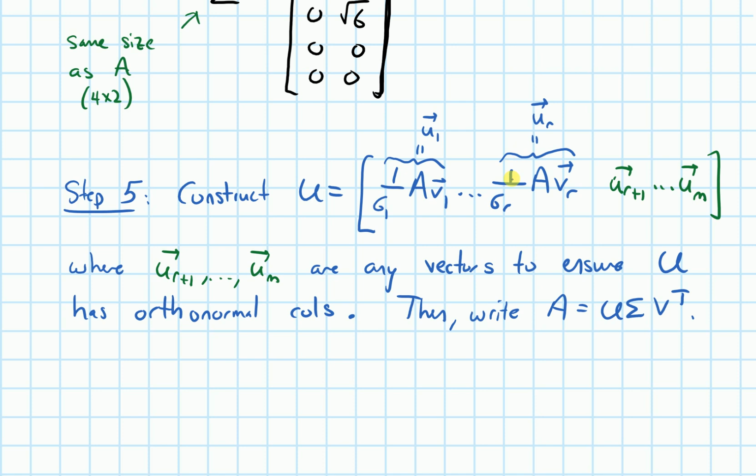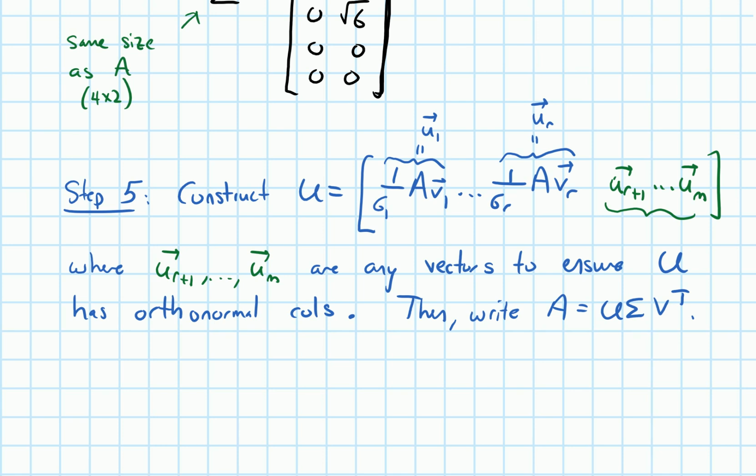So they're going to be 1 over the corresponding singular value times A times VI, for whichever I we're talking about. So that's going to be true up until we get to VR. We can do this. Okay, and then the last columns after that, so UR plus 1 up until UM, they're going to be chosen in such a way that'll ensure that U has orthonormal columns. And once we do that, then we're ready to write down the singular value decomposition.